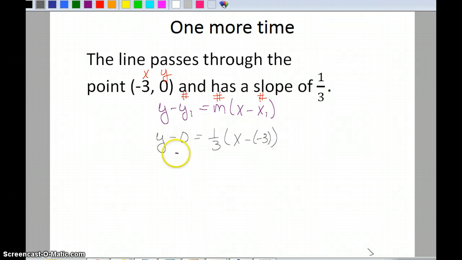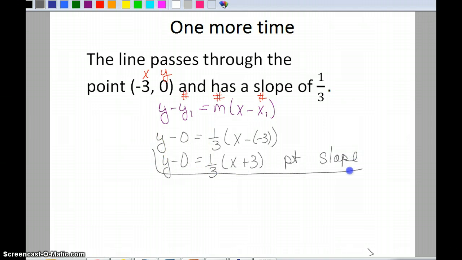Well, what's y minus 0? That 0 doesn't do anything. I'm going to leave it there for right now, though. So I have y minus 0 is equal to 1/3 times x plus 3. Now this is point slope. Okay, now I'm going to simplify, and when I simplify, it's going to turn into what?